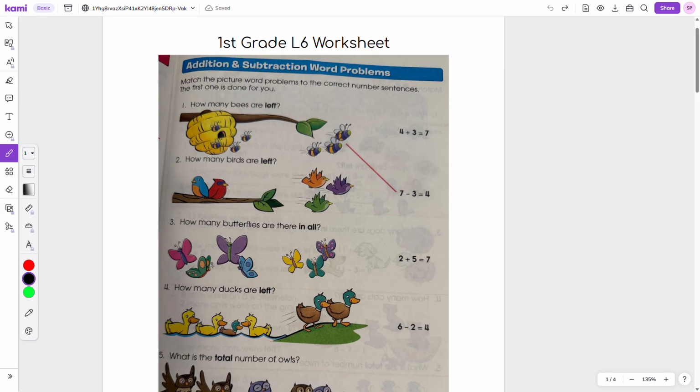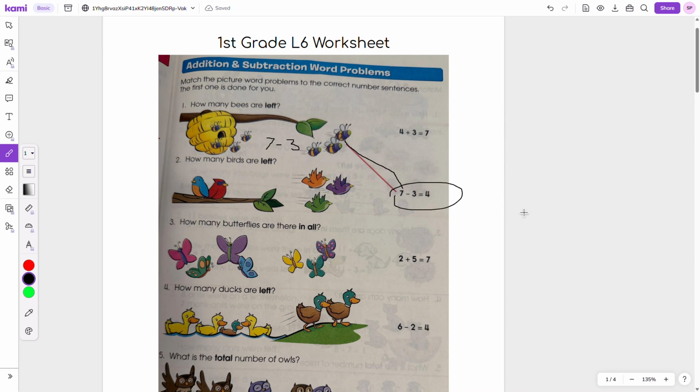Addition and subtraction word problems. Match the picture word problems to the correct number sentences, and the first one is done for you. So when we look at the first one, the pictures show a total of 1, 2, 3, 4, 5, 6, 7, and 3 of them are the blue ones, so subtract 3. So that should be the equation.